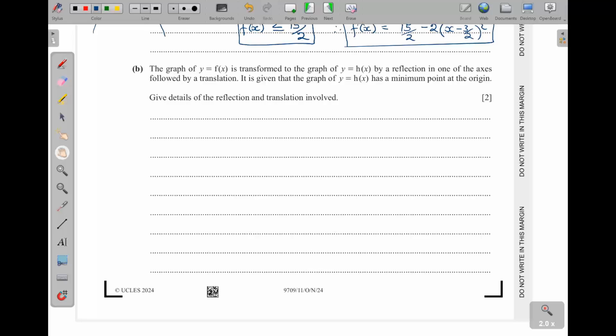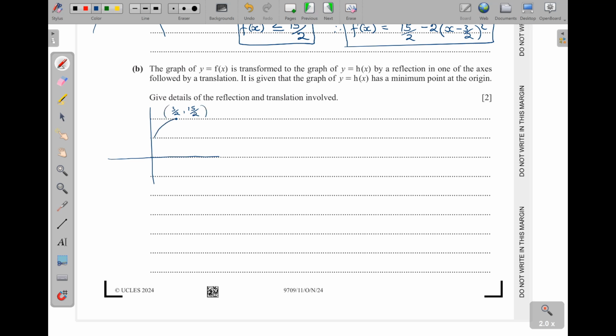Part B: the graph of y equals f of x is transformed to the graph of y equals h of x by a reflection in one of the axes followed by a translation. It is given that the graph of y equals h of x has a minimum point at the origin. Give details of the reflection and translation involved. To do this, first let me make a small sketch, just like I showed you up there. We have a point here, 3 over 2 and 15 over 2.